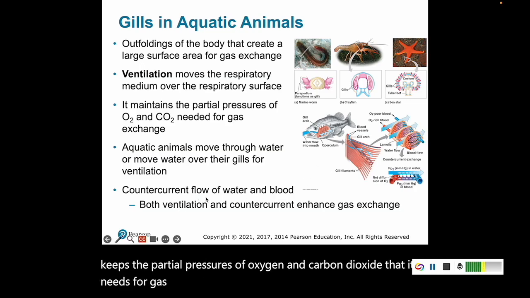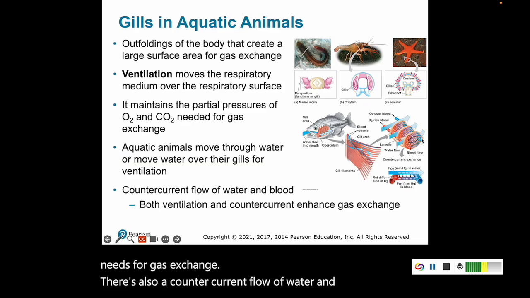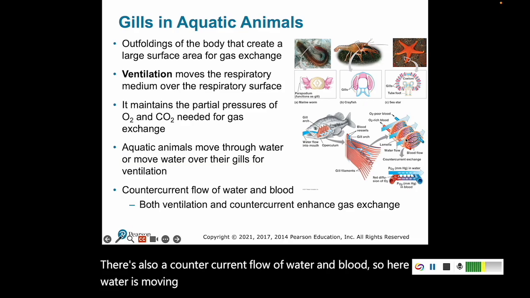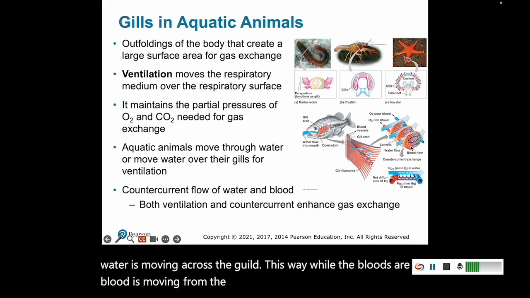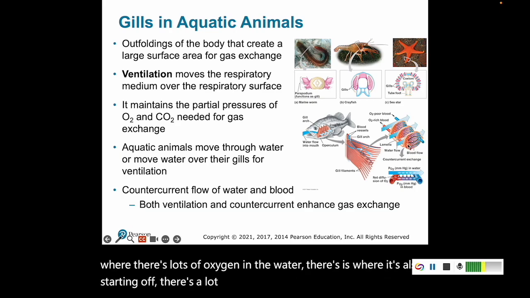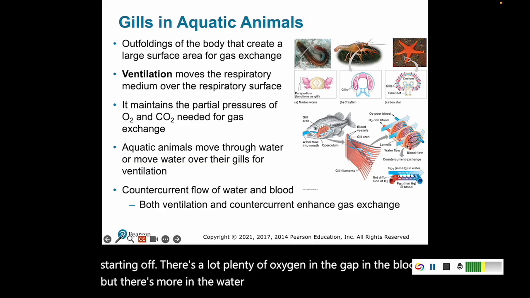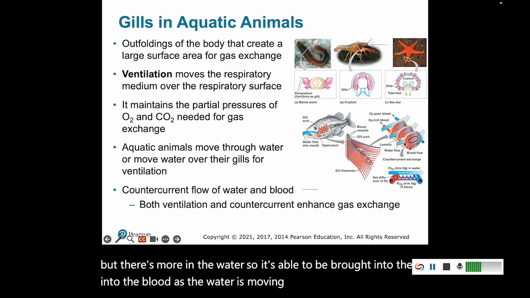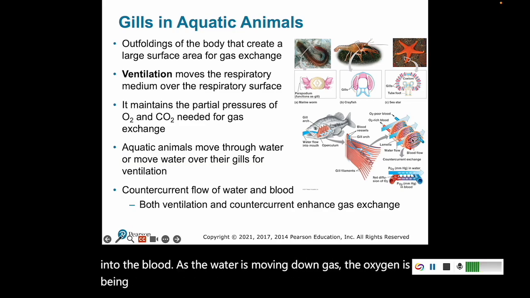There's also a countercurrent flow of water and blood. So here water is moving across the gill this way, while the blood is moving from the veins to the arteries this way. So here, where there's lots of oxygen in the water, is where it's also starting off. There's plenty of oxygen in the blood, but there's more in the water, so it's able to be brought into the blood.